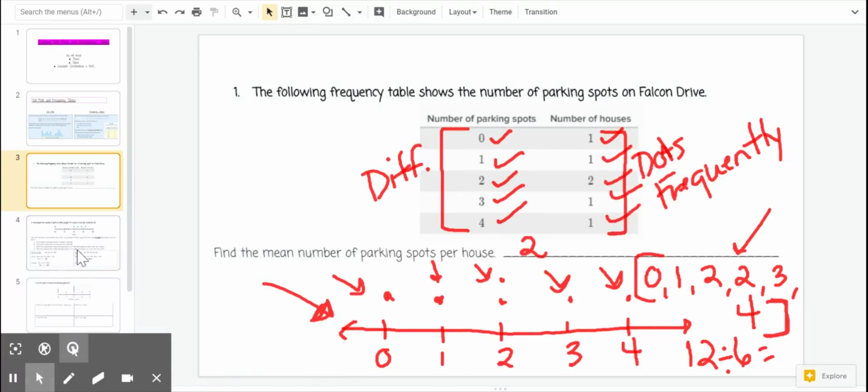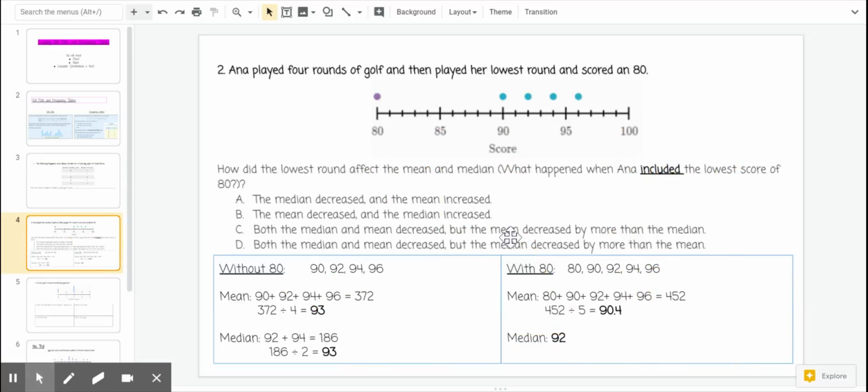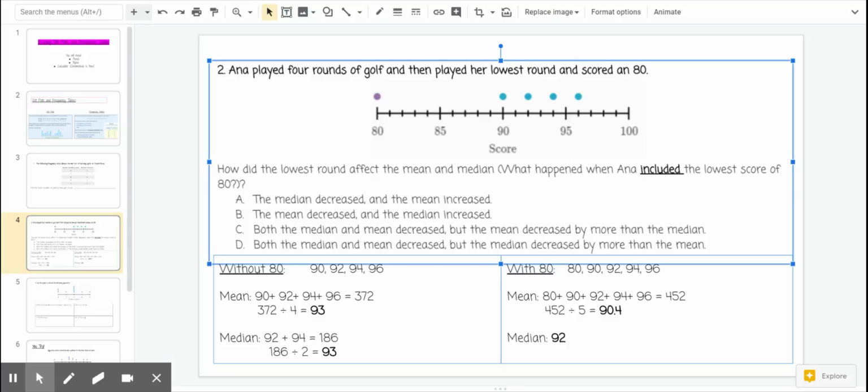Let's look at another example. This one says Anna played 4 rounds of golf and then played her lowest round and scored an 80. So how did the lowest round affect the mean and the median? What happened when Anna included the lowest score of 80? So she's got this outlier out here that's way out here, this guy. I've already gone ahead and kind of solved this one for us so we can just look at it.